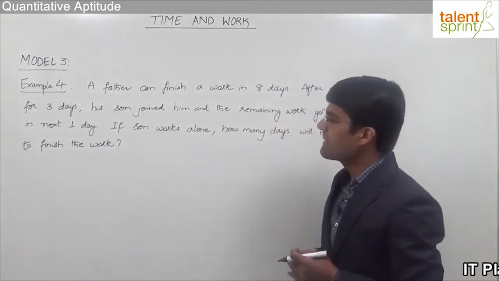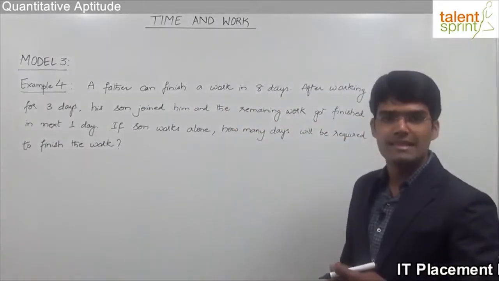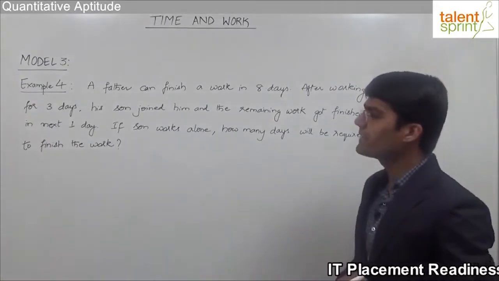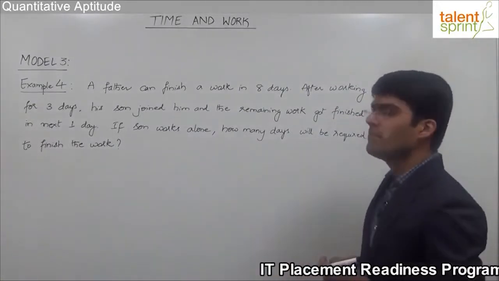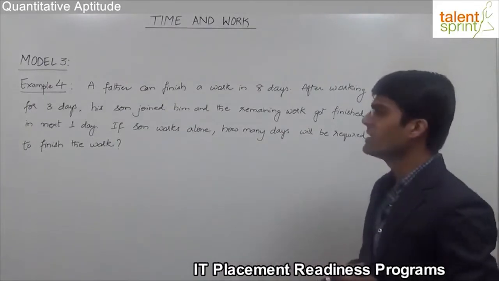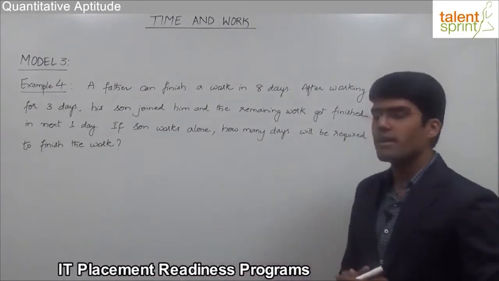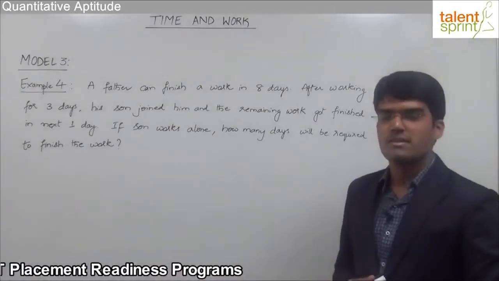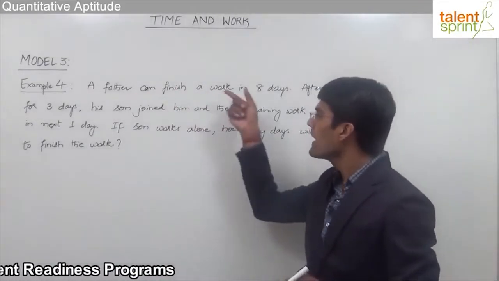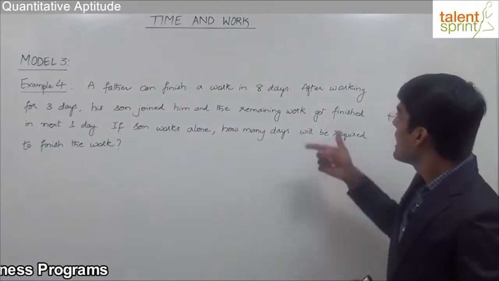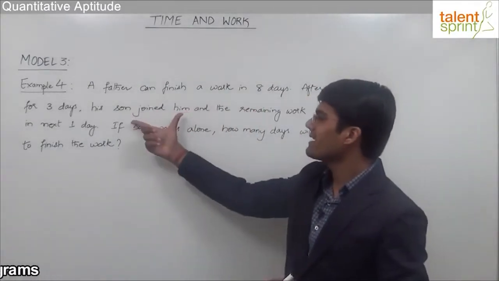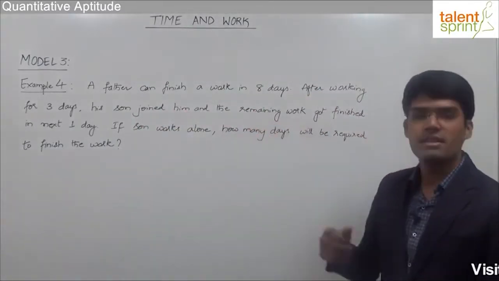The question here is, a father can finish a work in 8 days. After working for 3 days, his son joined him and the remaining work got finished in the next 1 day. If the son works alone, how many days will be required to finish the work? So as given here, the father alone can finish it in 8 days. After working for 3 days, his son joined him and the remaining work got finished in the next 1 day.